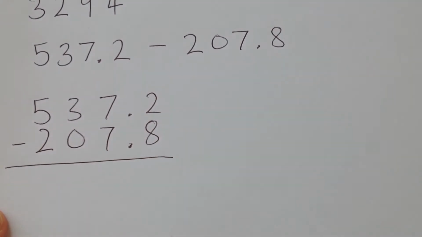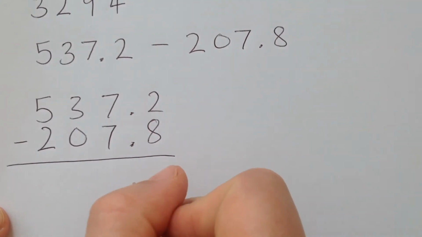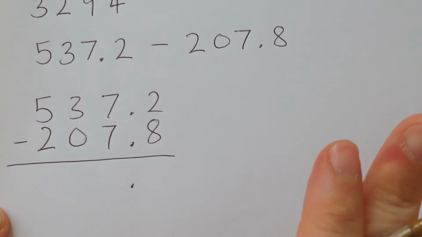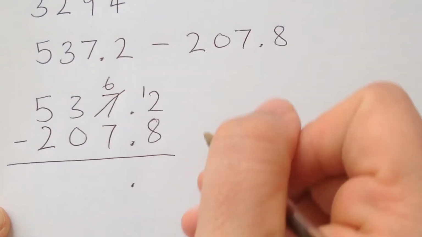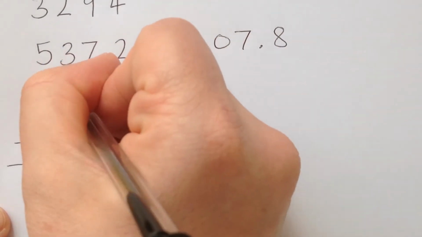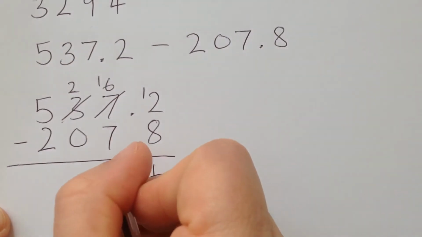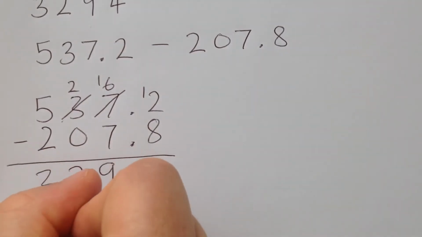And, oh dear, I didn't use a ruler. I can't believe it. 2 take away 8. Oh, I'm going to put the decimal point in my answer so I don't forget. 2 take away 8 can't be done. 12 take away 8 is 4. 6 take away 7 can't be done. 16 take away 7 is 9. 2 take away nothing is 2. 5 take away 2 is 3.